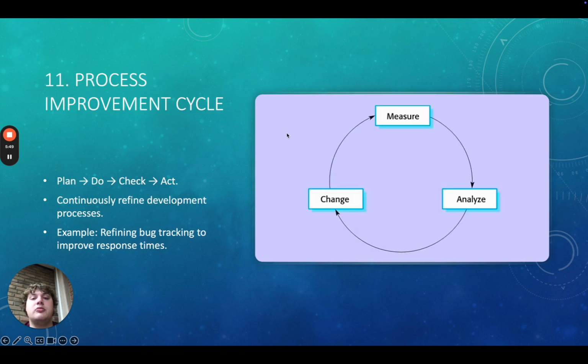The process improvement cycle. This cycle focuses on refining development processes through continuous feedback. And how it works. You plan improvements, then you implement the changes, you measure the results, and you act on the lessons learned. A real-world example is a software company might refine its bug tracking process, improving response times and reducing customer complaints over time.